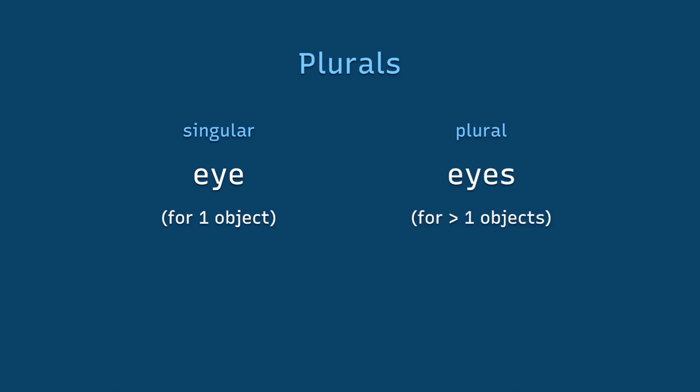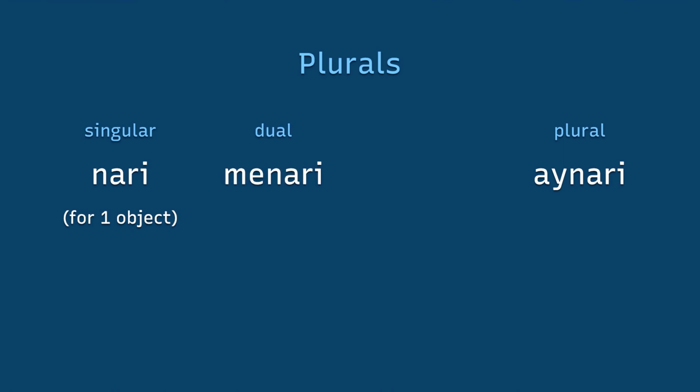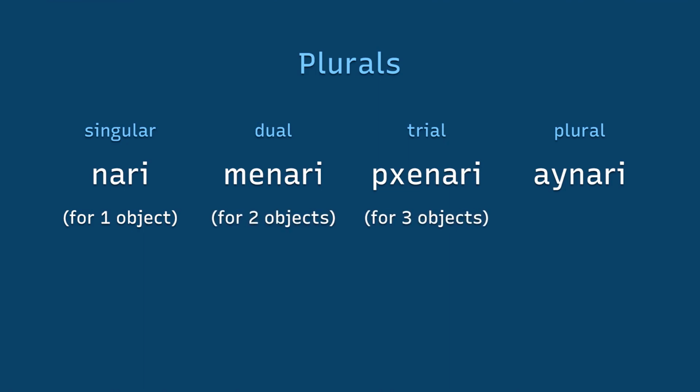NATVI has nouns, like English, and just like English distinguishes between the singular eye and the plural eyes, NATVI has a plural as well. However, instead of just one plural form, NATVI has three: the dual, the trial, and the general plural. These are for 2 objects, 3 objects, and more than 3 objects, respectively. It is important to use the correct plural form.